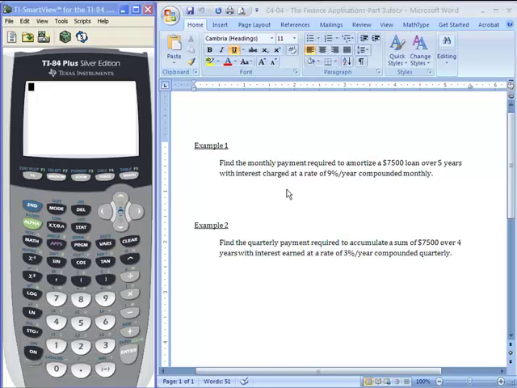All right. So let's look at example one. We're asked to find the monthly payment required to amortize a $7,500 loan over 5 years with interest charged at a rate of 9% per year compounded monthly. Let's go to our TVM solver.